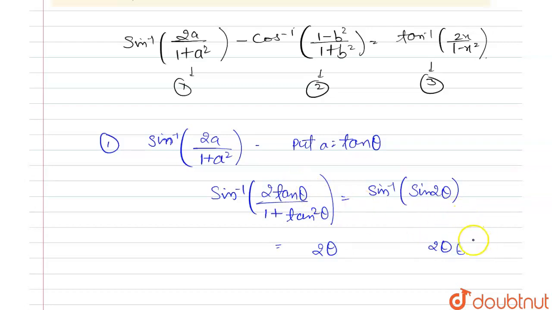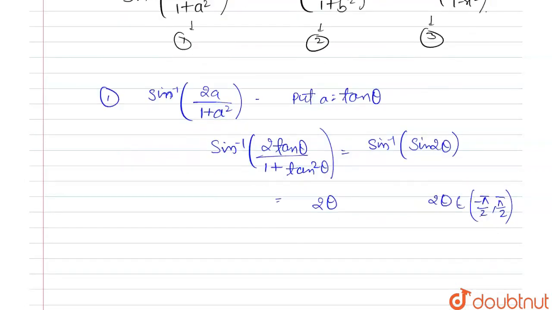minus pi by 2 to plus pi by 2, because we can't take pi by 2 and minus pi by 2. We have to restrict these values because we took a equals tan theta. And now we can write our second function in the simplest form.